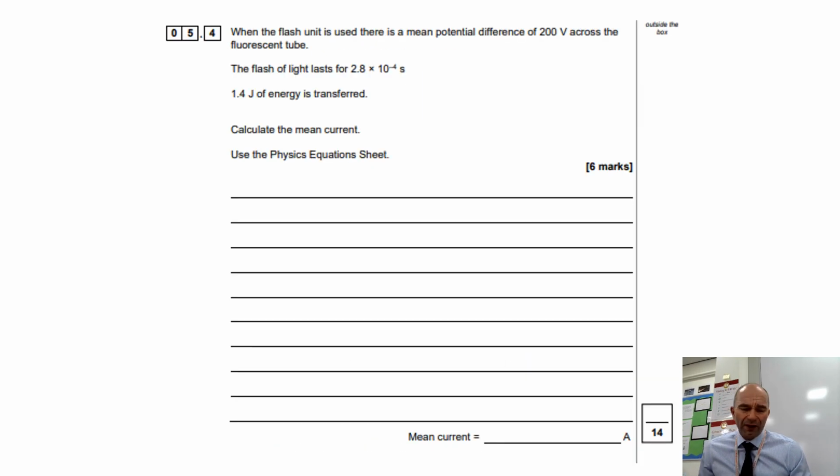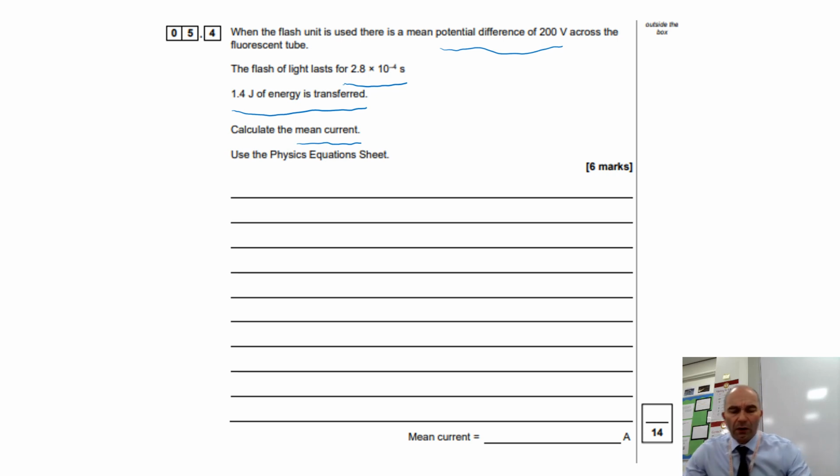Right, again, 5.4. This is another maths question, and this is brilliant if you get comfortable with using your formulas, and it's worth 6 marks. So we're going to have to have a good think about how we do this, but we're probably going to have to use 2 formulas. When they have such high marks for a question, they're going to make you work hard for it. Now, in our flash unit, we've got a potential difference of 200 volts. We've got a flash of light, we've got a time there, and we've got some energy there. We need to calculate the mean current.